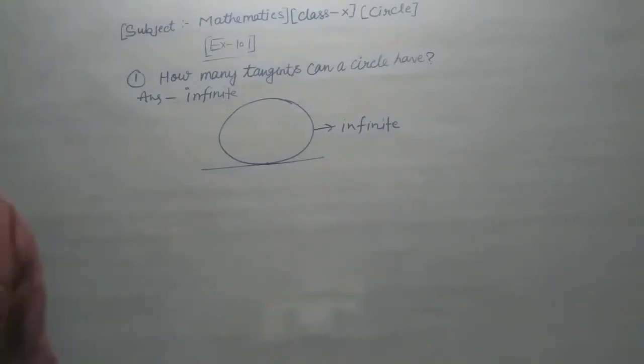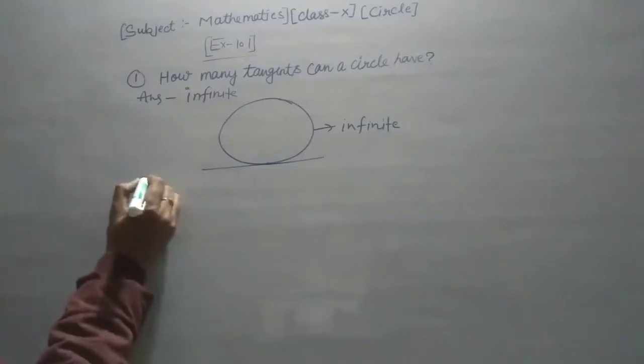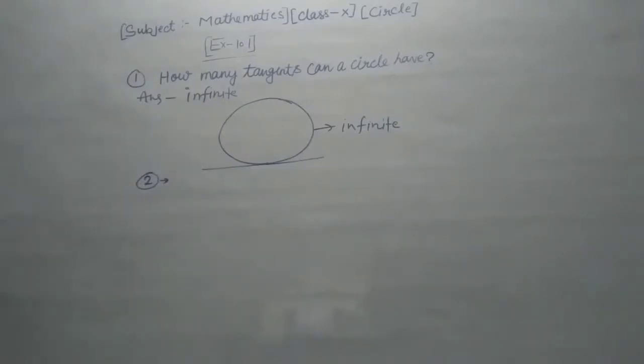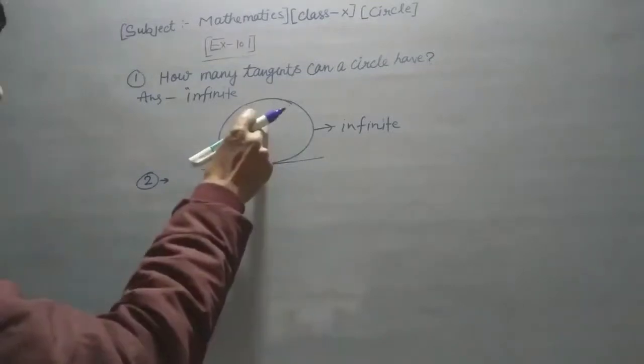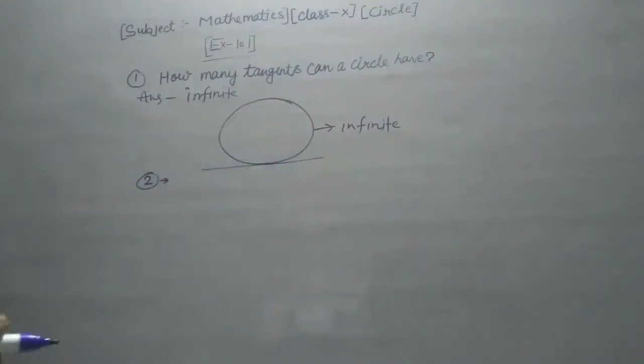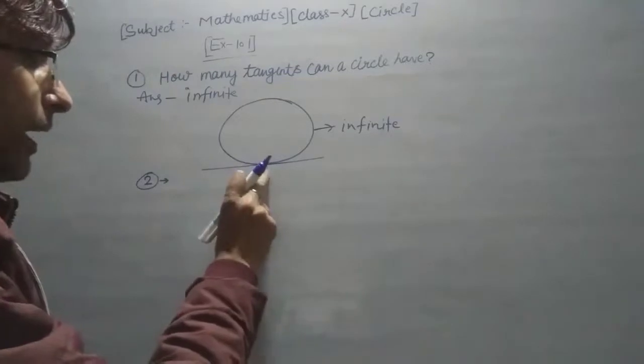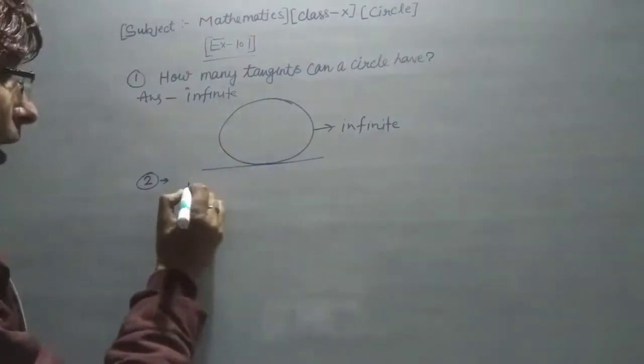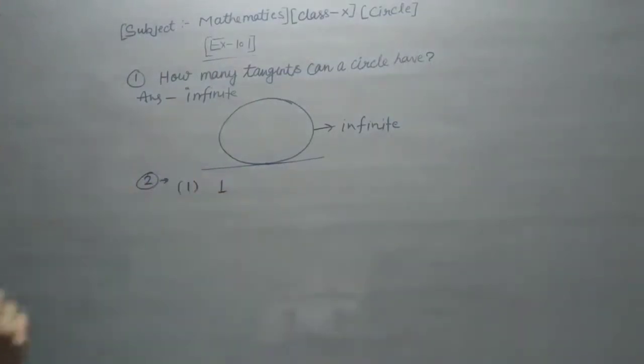Simple. Now the second question is your fill in the blanks question. In this question you have to see your book and take all the answers. First question: a tangent to a circle intersects it in dash point. That means a tangent intersects the circle at how many points? That is, it intersects at only one point. So in the first question you have to write one only.